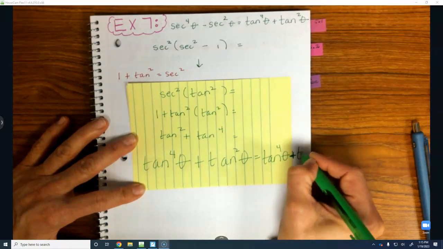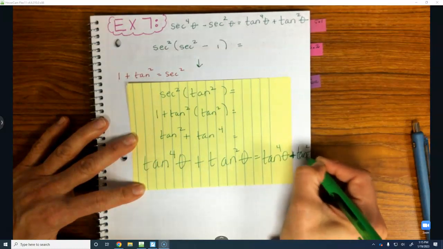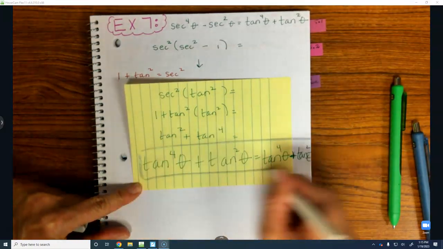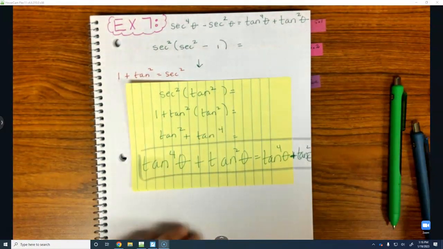So we have identical properties. Almost ran out of room there. So that is going to be the answer for number 7.